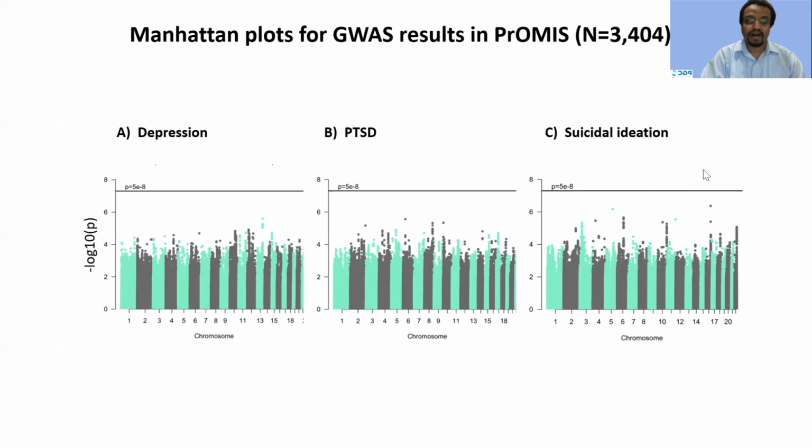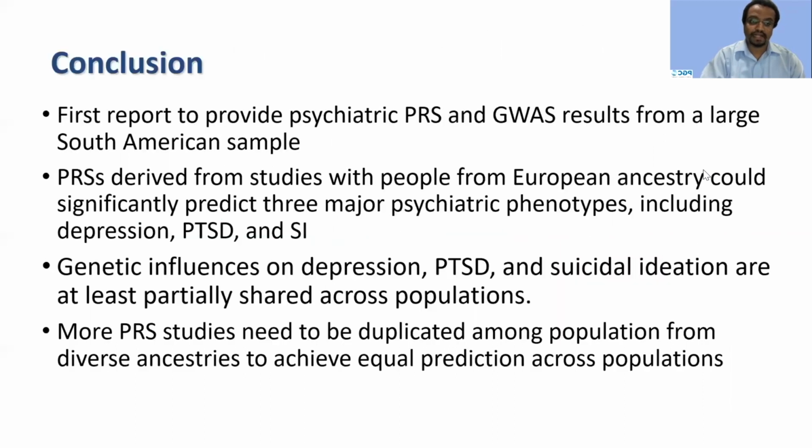Finally, here are the Manhattan plots for the GWAS results. As one could expect from an underpowered study, the results were null with respect to identifying individual loci. But we're making the GWAS summary results available to increase access to non-European ancestries so that we can facilitate future meta-analysis. In conclusion, to our knowledge, this is the first report to provide psychiatric polygenic scoring and GWAS results from a large sample from South America.